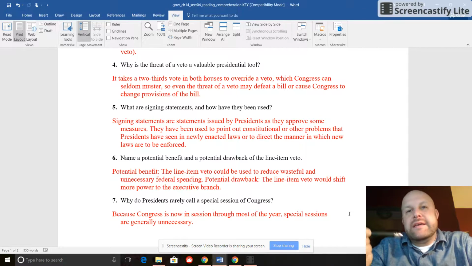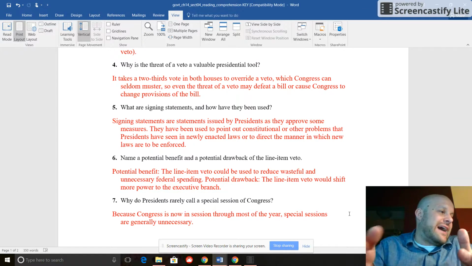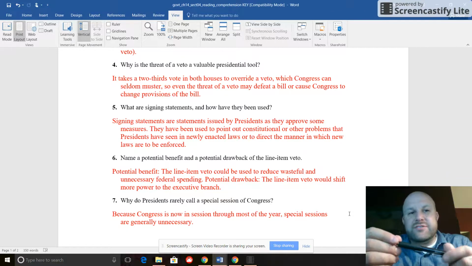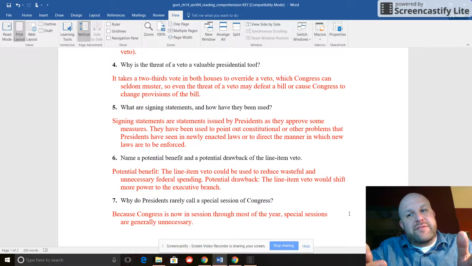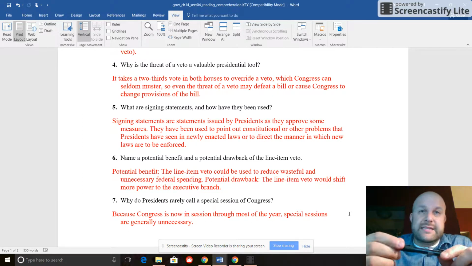The question becomes, is this constitutional? Well, the Supreme Court struck down the Line Item Veto Act in Clinton v. New York in 1998, saying that if they want a provision for a line item veto, it has to come through an amendment to the Constitution.